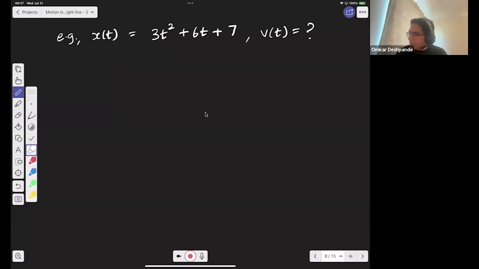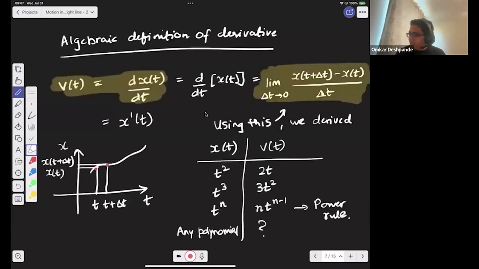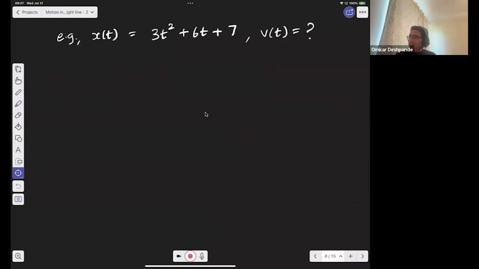So we know how to take the derivative of t to the power n for any n, right? You just bring n down and you reduce the power of t by 1. So the derivative of t to the power 10 will be 10 times t to the power 9. The derivative of t to the power 99 will be 99 times t to the power 98. So hopefully this is easy to remember, and the proof of this was done last time.